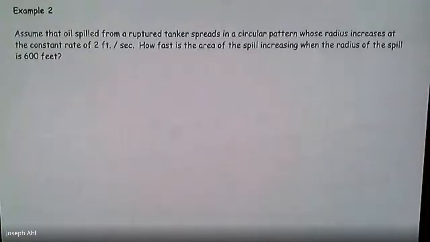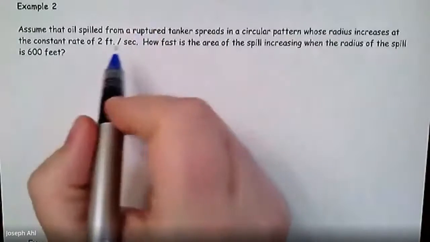Okay, a little bit more with related rates. We're going to take a look at example 2. This is an example where we're looking at an oil spill from a ruptured tanker, and it spreads in a circular pattern whose radius increases at a rate of 2 feet per second. So we're given a rate. It's the rate that the radius is increasing. How fast is the area of the spill increasing when the radius of the spill is 600 feet?